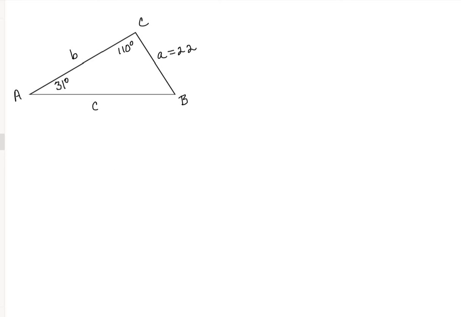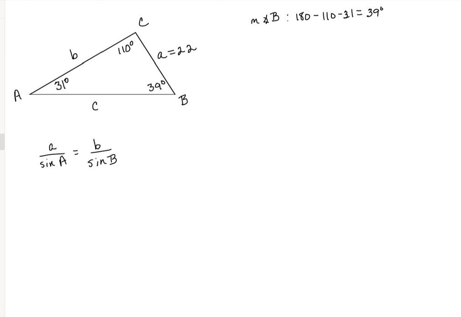Okay, on this problem, you can see I have angle, angle, side. And my first step is going to be to find the measure of angle B. And I do that by taking 180 minus 110 minus 31. So angle B is going to measure 39 degrees. So I have all three angles. Now I need to set up my ratios and find the length of side B and side C.